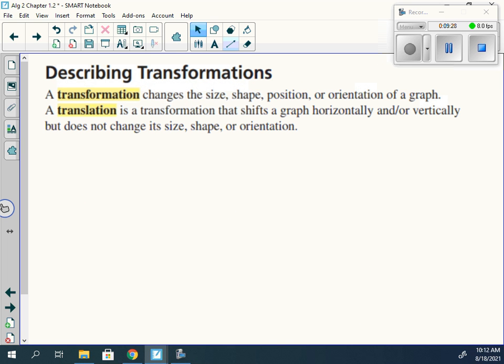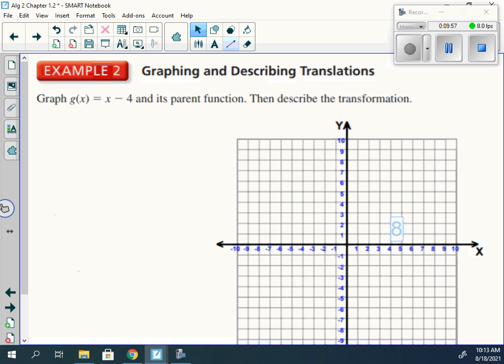A transformation changes the size, shape, position, or orientation of a graph. A translation is a transformation that shifts a graph horizontally and or vertically, but does not change its size, shape, or orientation. So the first thing we're going to look at is a translation. That means we're moving it up, down, left, or right, in one of the 4 cardinal directions. And the main way this occurs is we're either adding or subtracting something, either outside or inside.